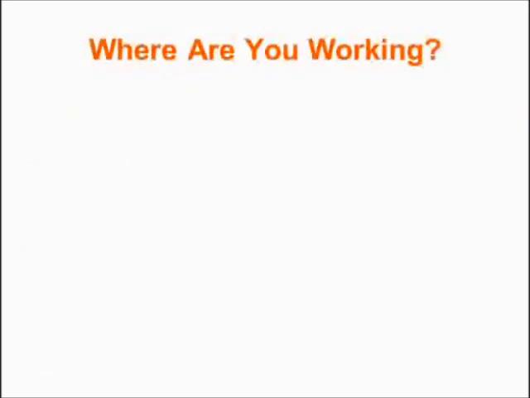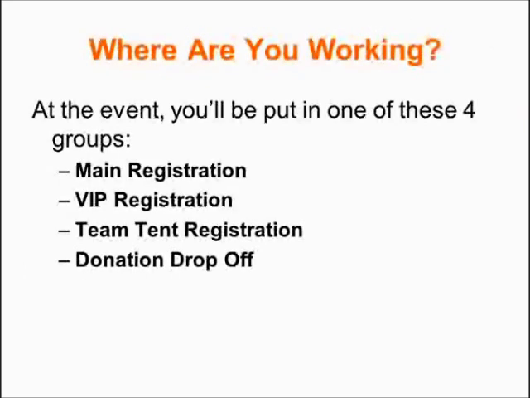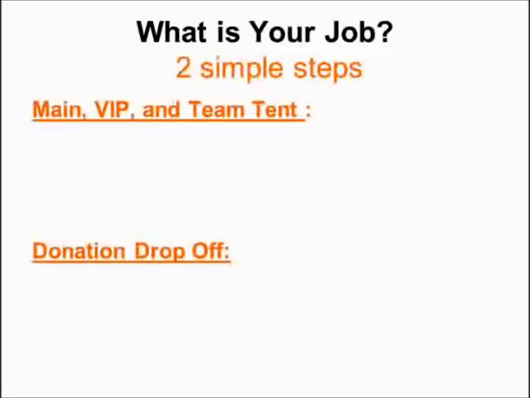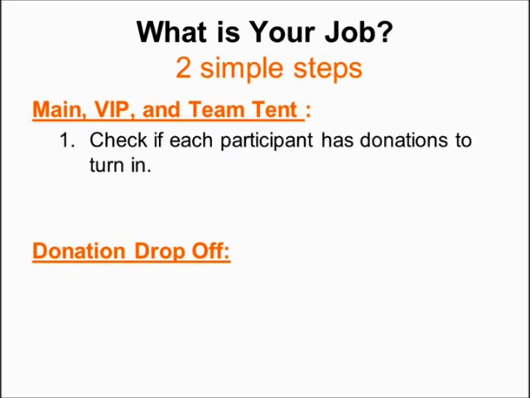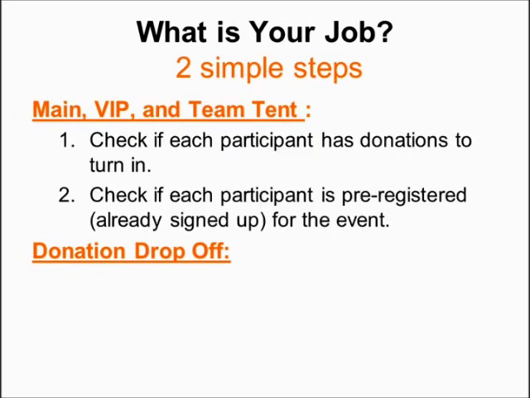Where are you working? The day of, at the event, you'll be put in one of these 4 groups: main registration, VIP registration, team tent registration, and donation drop-off. What is your job? Your job consists of 2 simple steps. If you're working in main, VIP, or team tent registration, first step is check if each participant has donations to turn in. Second step is check if each participant is pre-registered or already signed up for the event.